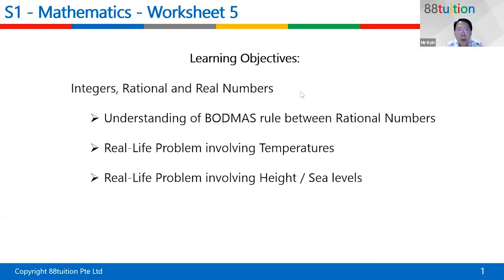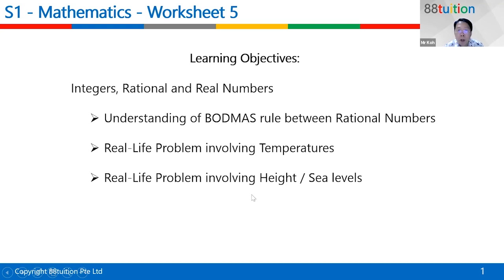All right, so let's go on and look at our questions. What you'll be doing today will be integers, rational, and real numbers. Under this topic, you have an understanding of the BODMAS rule between rational numbers. Then you have a real life problem involving temperatures, and next one will be a real life problem involving height and sea levels. The last two real life problems involve addition of negative numbers. So maybe I'll go through the rules of BODMAS.